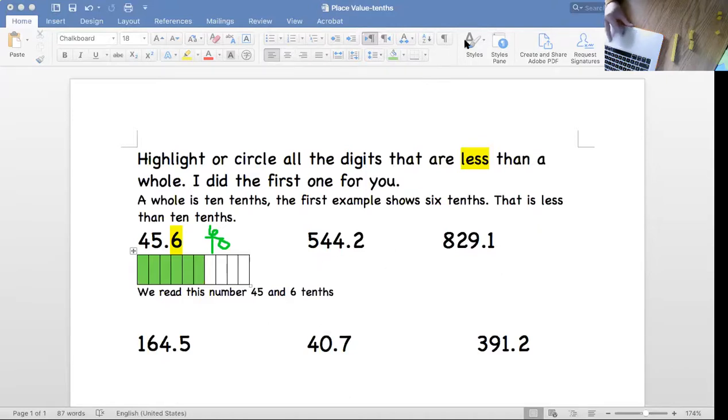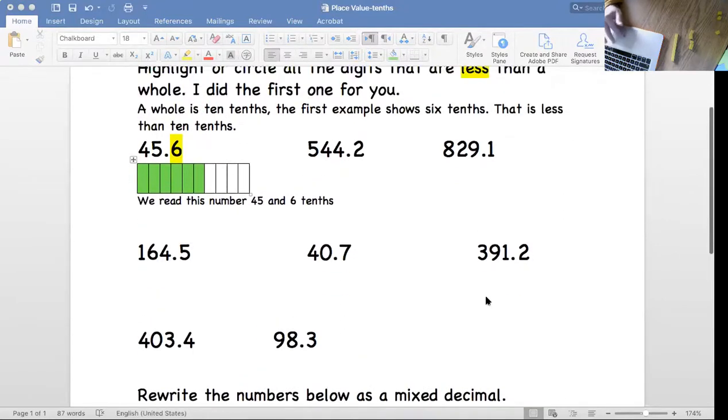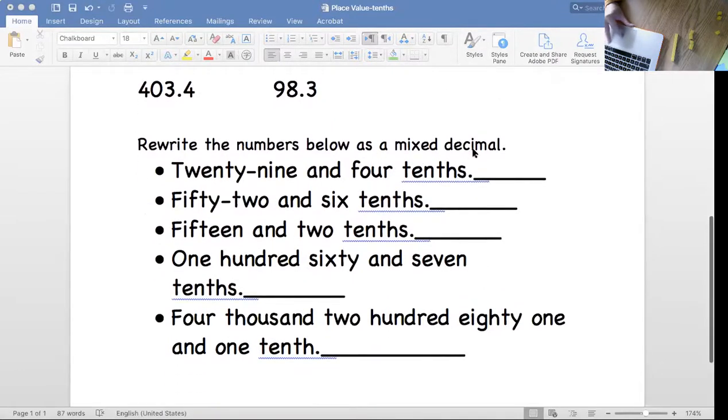Then, if I scroll down, you're going to do that with all of these numbers here. And if I scroll down, it says rewrite the numbers below as a mixed decimal. That means that the first part is your whole number. The and stands for your decimal point. And then this part would be your partial. It's not a whole. 4/10, 29 and 4/10. You're going to write what that number looks like right on the lines.